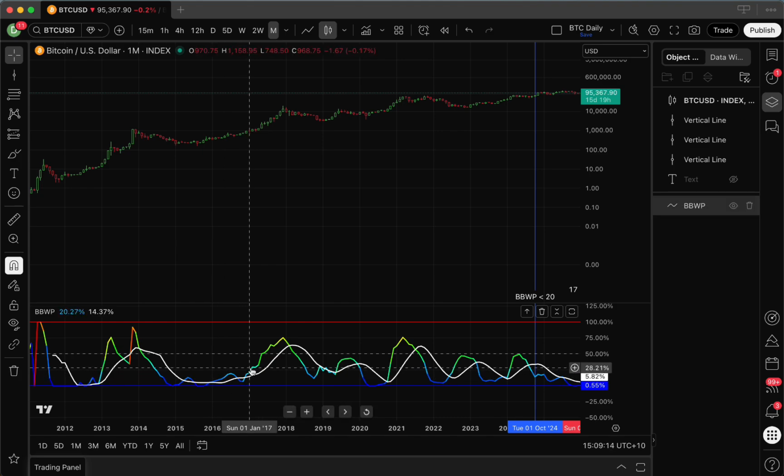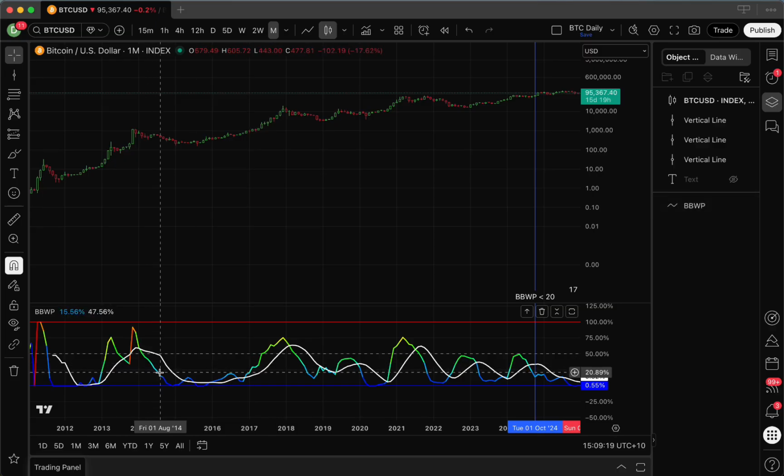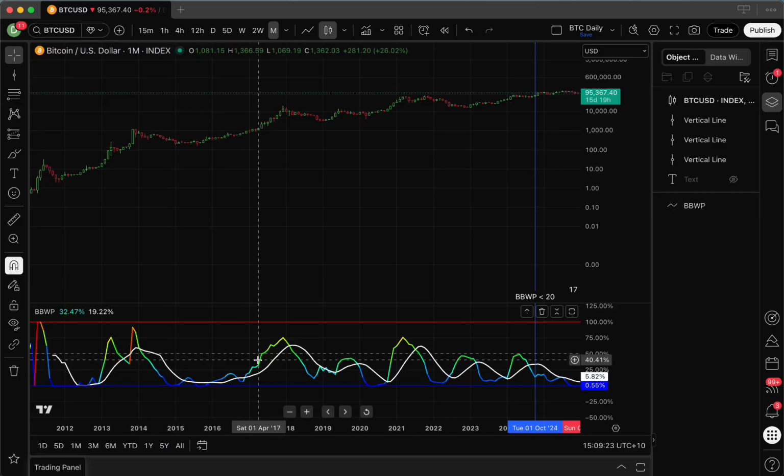Okay, so once BBWP drops below 20%, we are counting that as low volatility. We're in a compression phase. And when volatility gets above 20%, we're calling that an expansion.